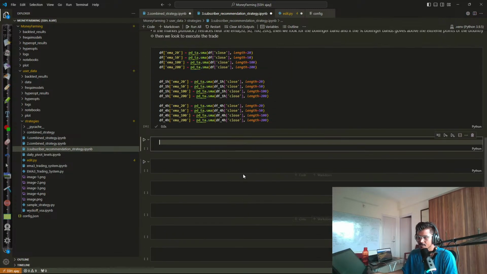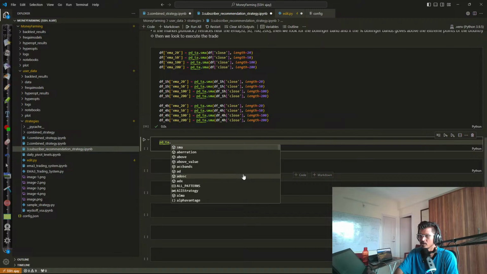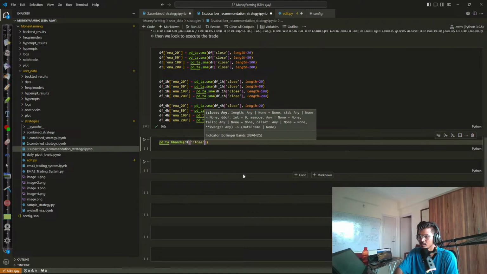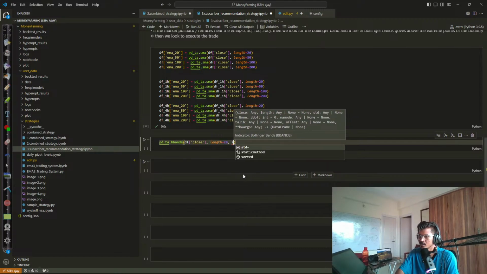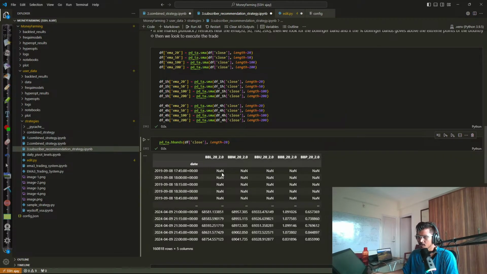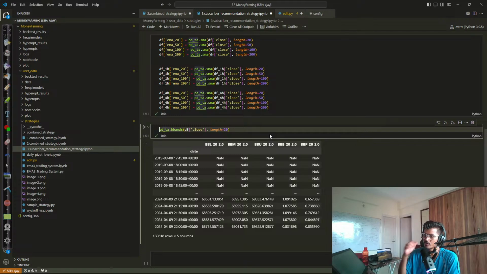What I need is percentage Bollinger Bands, B bands, and just pass it close, length, let's take 20. Standard deviation, let's see what it's sending. See this lower band, middle band, upper band, percentage B. This is percentage B, this is band width. So let's plot it.